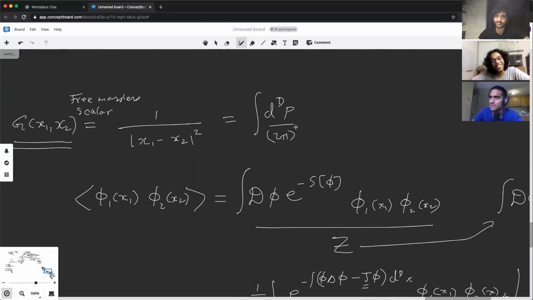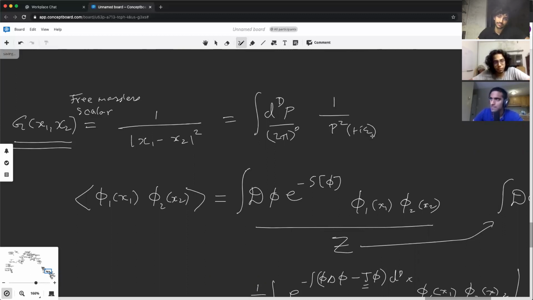To the power d. The nice thing about the Fourier transform is that delta is no longer a differential operator. It becomes multiplication by p. So I have 1 over p squared, right? And then this doesn't really make sense.